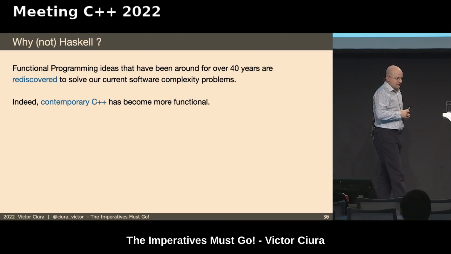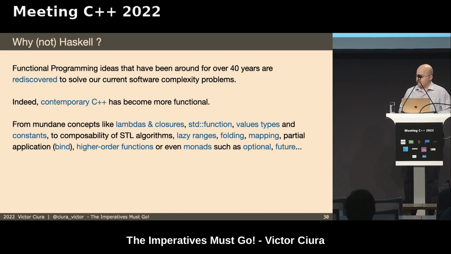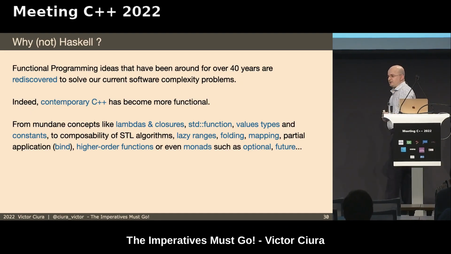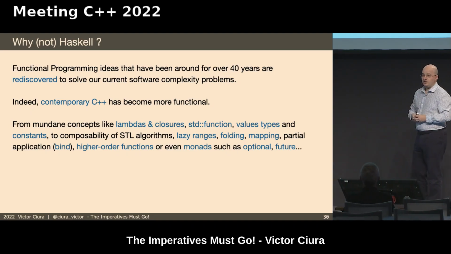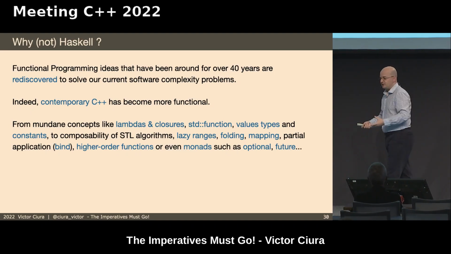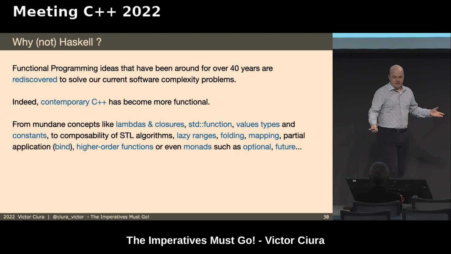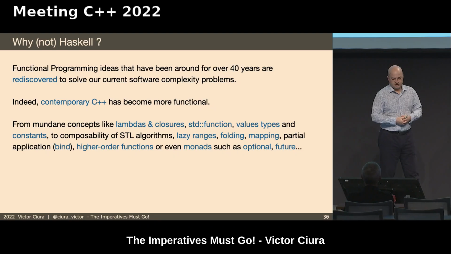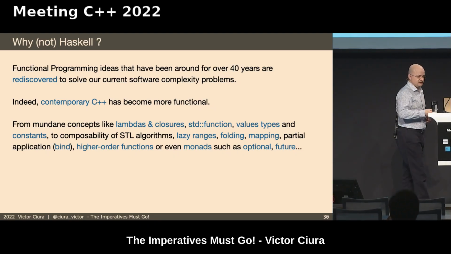So C++ has indeed become more functional, from mundane concepts like lambdas that everyone is using these days, std::function, higher order functions, value types, constants that we're trying to use, lazy ranges, fold expressions, and even monads. Yes, there are monads in C++.